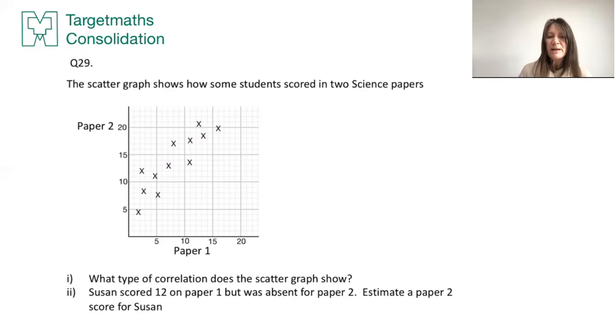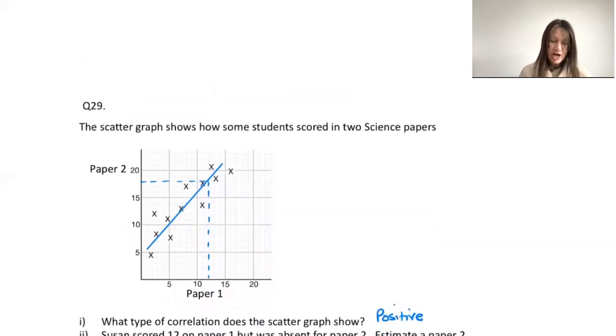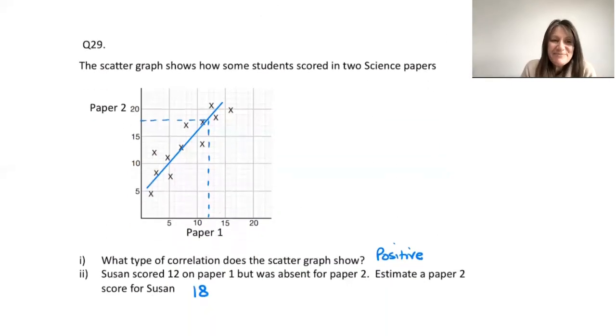Susan scored 12 on paper 1, but was absent for paper 2. So we do the estimate. This is where our line of best fit comes in. So again, trying to hold things as tight as you can. They're not a bad distance from each other. They're not a bad distance at all from each other. These are hugging quite close. This one's a bit closer than that one, but to move this had a big impact on that. So I went with that in the end. And then you read up, hit the line, come across, and you've got your answer of 18. So if you got that right, really, really well done.